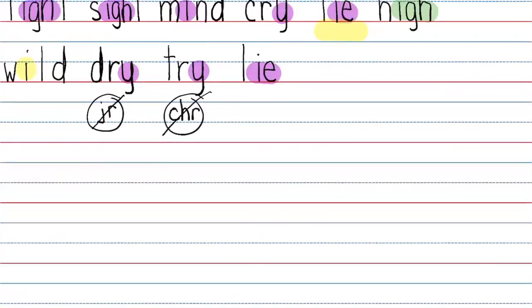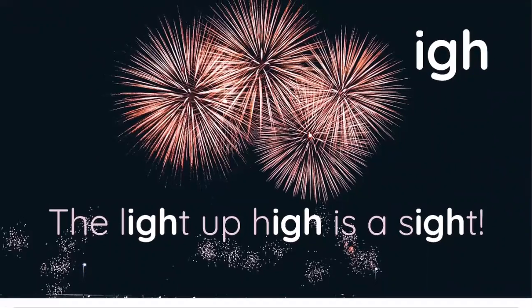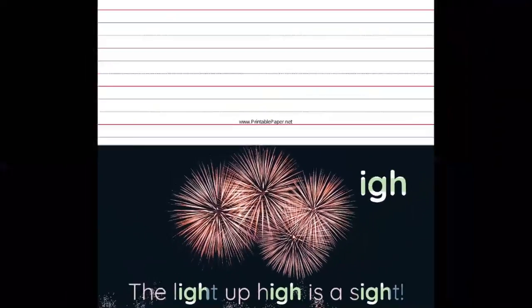Now let's look at our bonus words. Here, I told you I was going to help you remember those words. So right here, when do we use the IGH? We use the IGH at the end of a word. There's just a couple of words, and in front of a T. So if we say the sentence, the light up high is a sight. Say that again. The light up high is a sight. We'll remember to use the IGH to spell those words. The light, you hear the T, up high is a sight. So we usually use it in front of a T, like light, sight, might, right, fight. And then we also have it in this word high. So the light up high is a sight. We use the IGH. Okay.